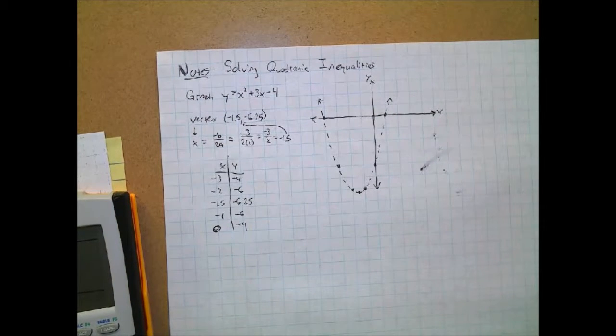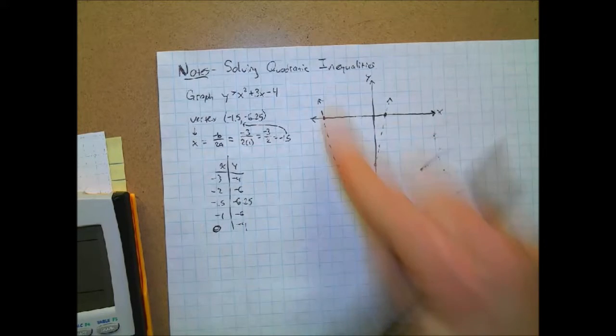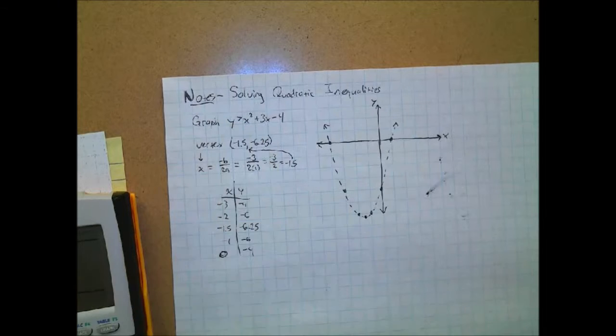What else is included, though, here? Besides drawing a solid or dashed line, when we graph inequalities, what else do we need to do as well? Shade. Yes, shade. We shade here. Okay?